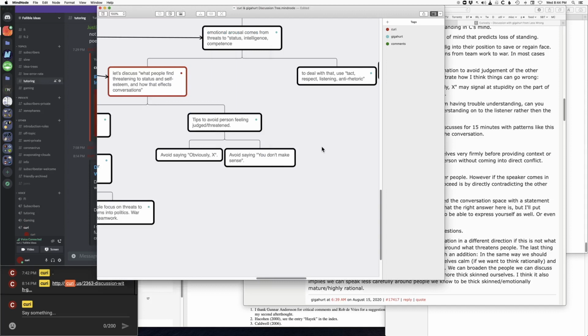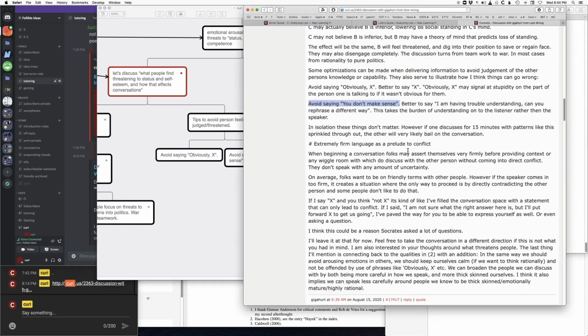Some people have the idea that you need as many reasons as possible for something, or I forget exactly what. You need to have as many arguments as possible, just in case one of them is the right one. So that makes it seem like truth is not very obvious. Yeah, that is an example of someone who thinks it's not obvious which one's right, so you keep thinking of lots of ideas. Okay, so better to say, I'm having trouble understanding. Can you rephrase a different way?